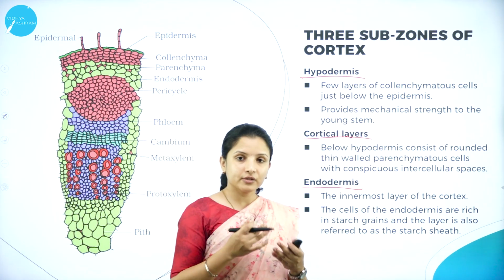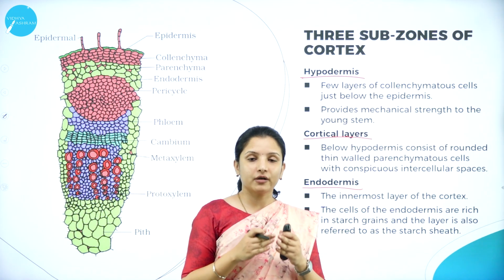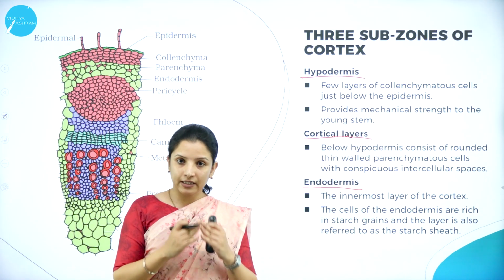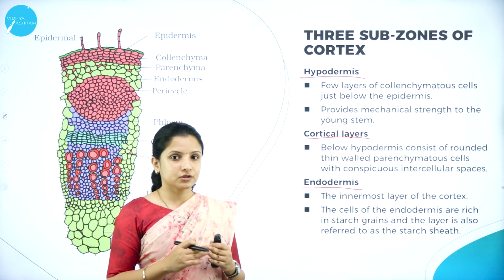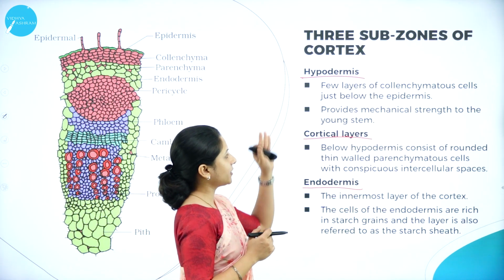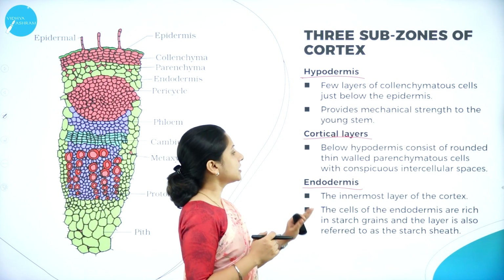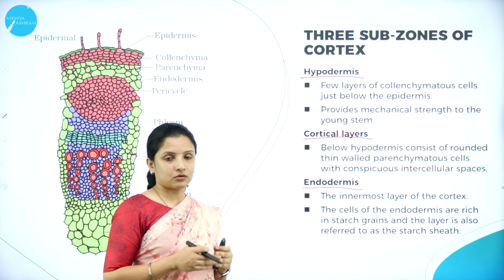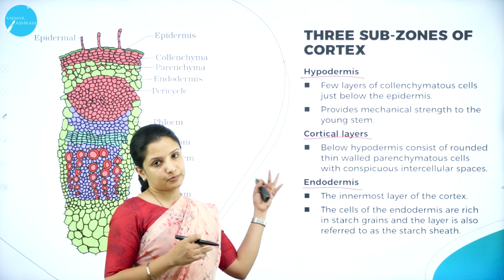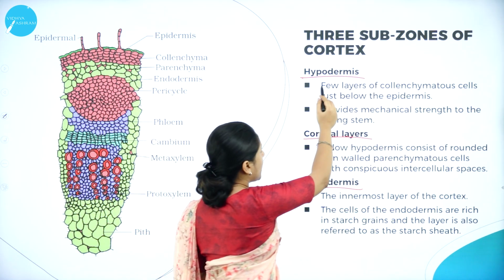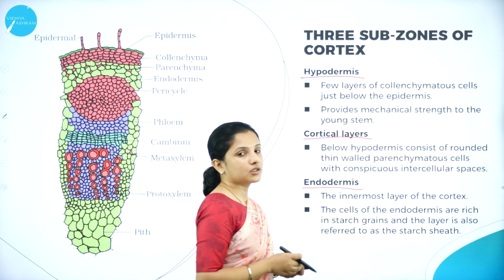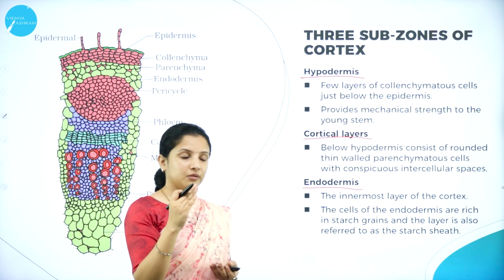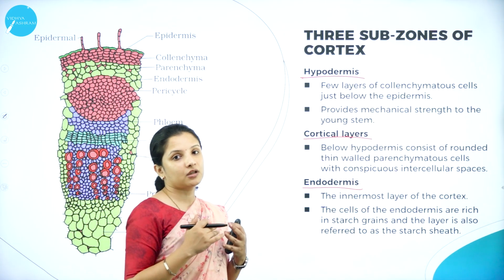As I told you, below the epidermis is a region called the cortex, and that cortex is divided into 3 different layers or zones. What are the different zones? One is the hypodermis, the other one is the cortical layer, and the third one is the endodermis. All these together constitute the cortex. So, moving on to the hypodermis. It is usually present below the epidermis.